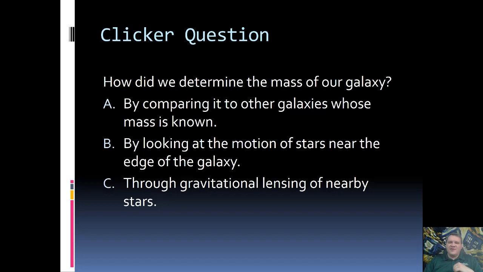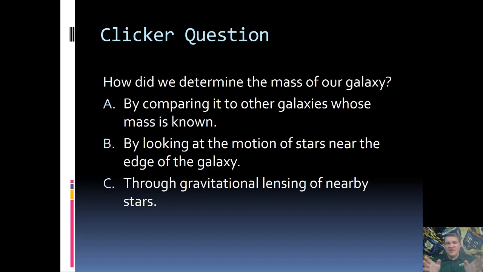Alright, so how did we determine the mass of our galaxy? It's all through the motion of stars. If you remember back when we were talking about the Milky Way, we talked about how we determine how stars are moving. The motion of the star, its orbit in the galaxy, tells us the amount of mass inside that star's orbit. So as we determine the orbit of the sun around the center of the galaxy, that tells us the amount of mass inside the sun's orbit.